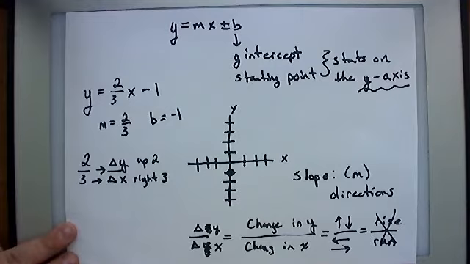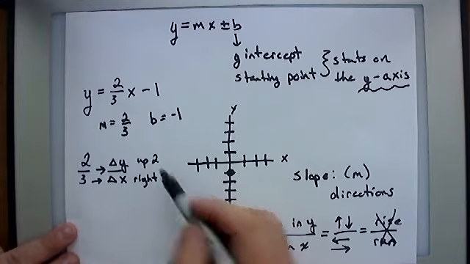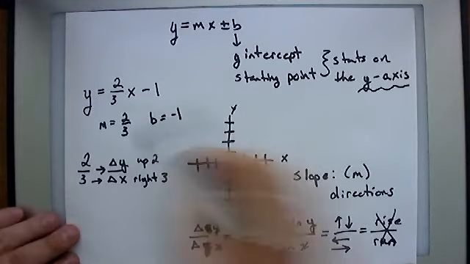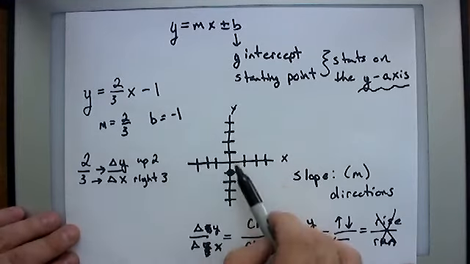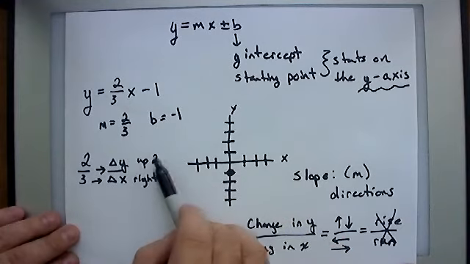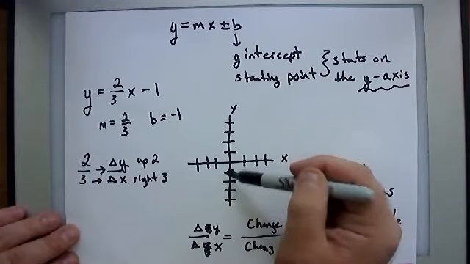You're going to go up 2 and right 3. So think about it. We're going to go up 2 and we're going to go right 3. From where? From the starting point. And that's the whole picture. You have a starting point, -1. And now from that point, we're going to use this slope to tell us to go up 2 and right 3, all at once now.